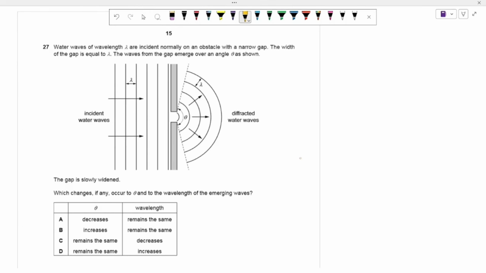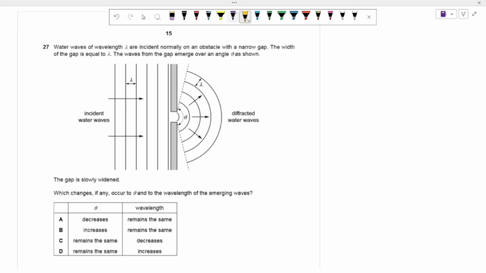We'll be given water waves of wavelength lambda that are incident normally on an obstacle with a narrow gap. So the gap is narrow, right? So this gap is narrow. And that's good. The smaller the gap is, as you can see here, this gap is almost comparable to the wavelength, right? So the more the gap is actually equal to the wavelength, the more pronounced diffraction is going to be.